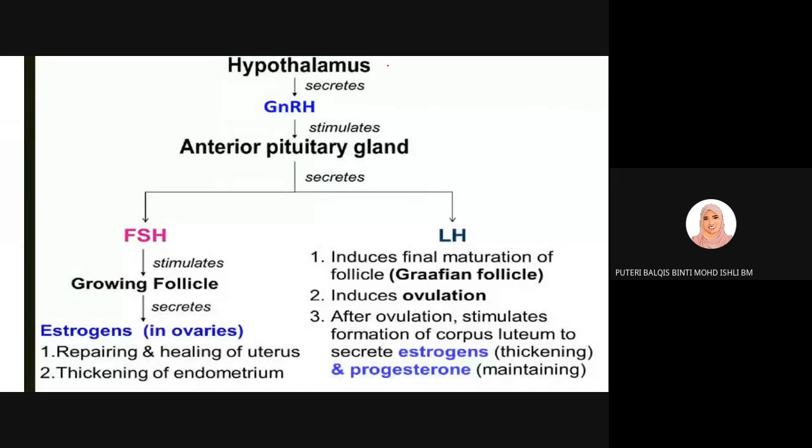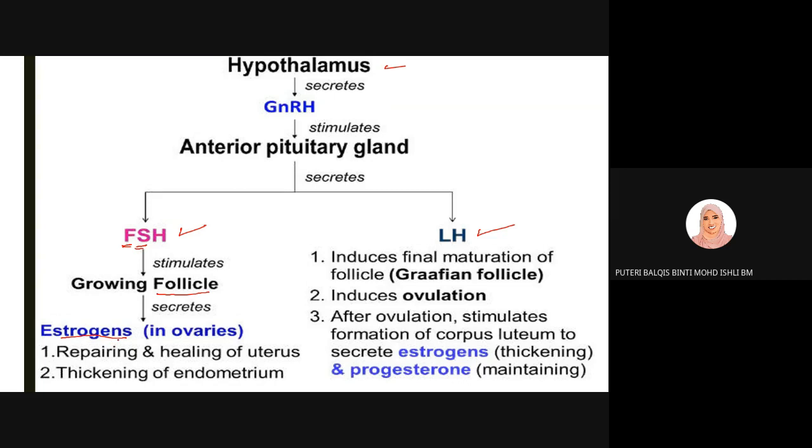First, we have hypothalamus. Hypothalamus duduk dekat mana? Brain, okay. Hypothalamus will secrete GnRH. GnRH will stimulate anterior pituitary gland to secrete FSH and LH. FSH will stimulate follicle. Sebab itulah nama dia follicle stimulating hormone. Sebab dia akan stimulate follicle. Stimulate follicle to secrete estrogens. Okay, it will secrete estrogen.